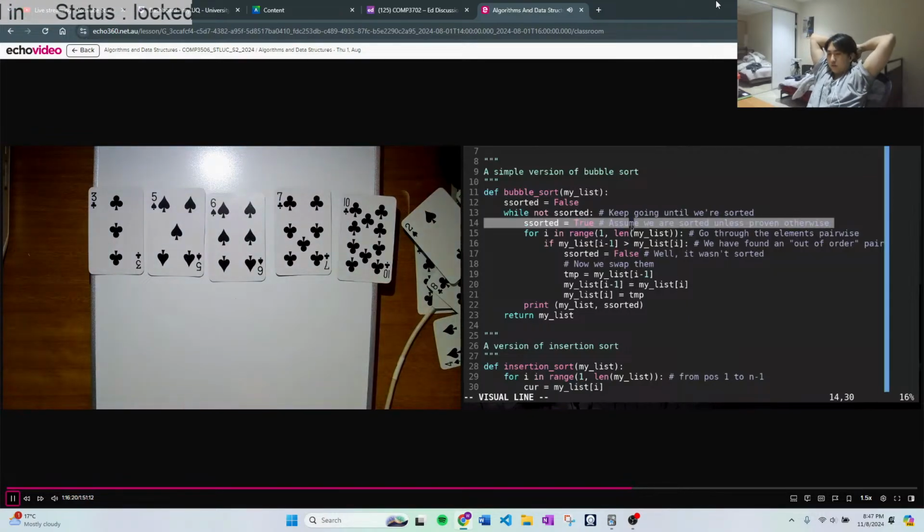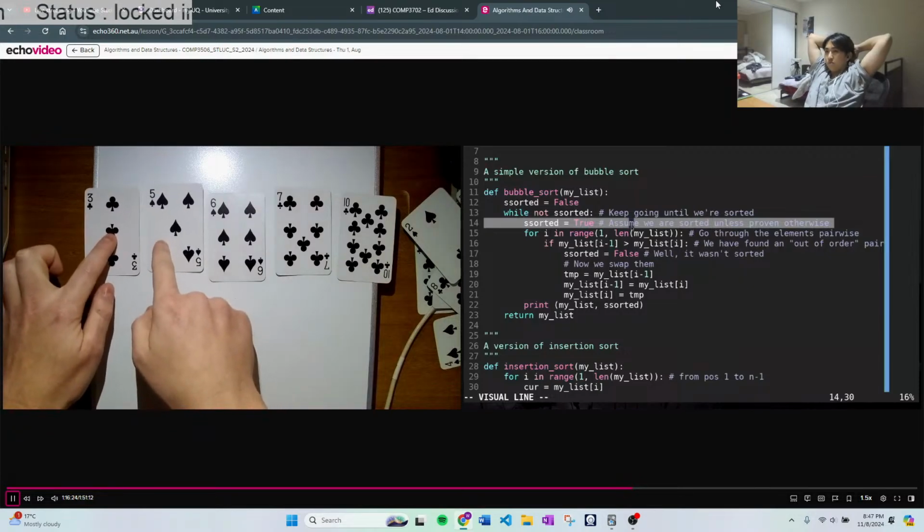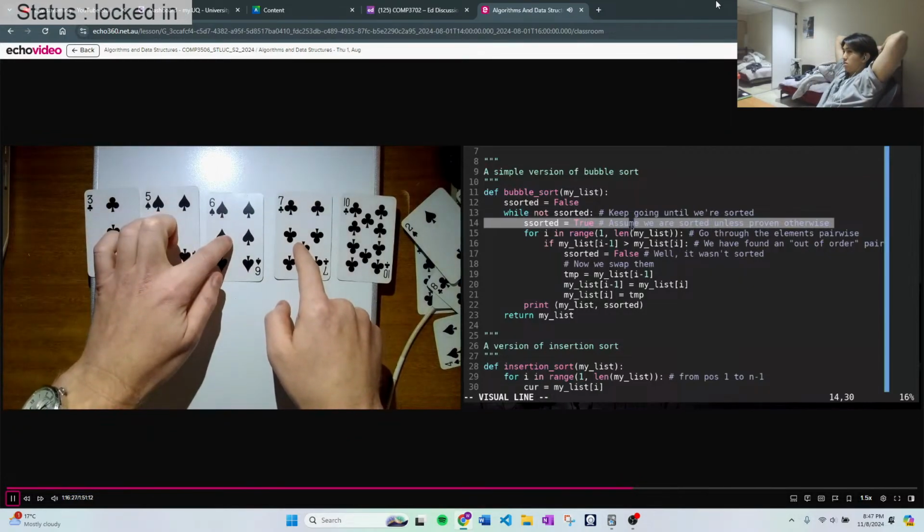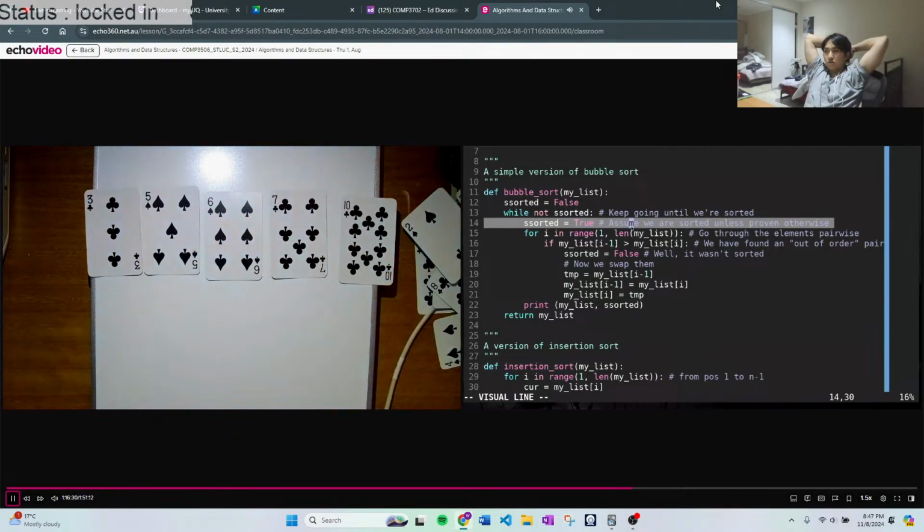What if my input list looked like this? What would I do? Are these sorted? Are these? Are these? Oh, nothing, right? How bad was that? That was about linear time, wasn't it? Because I made one pass through the list.